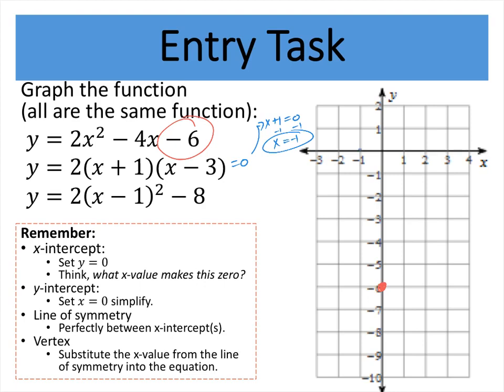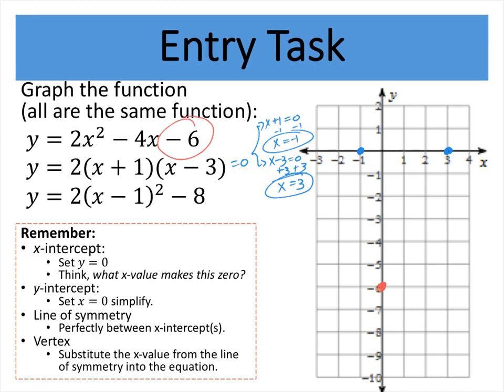So x is either going to equal -1, or, remember the other option was x minus 3 equals 0. So we're going to add 3 to both sides. X equals 3. So either x equals -1 or x equals 3. There's our other spot.